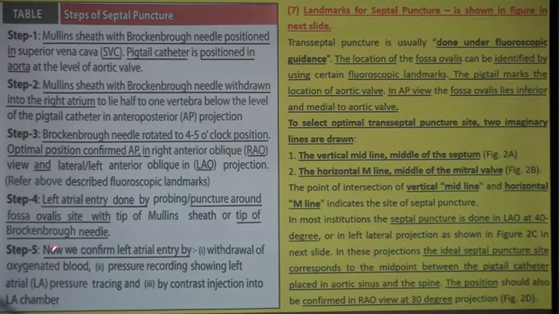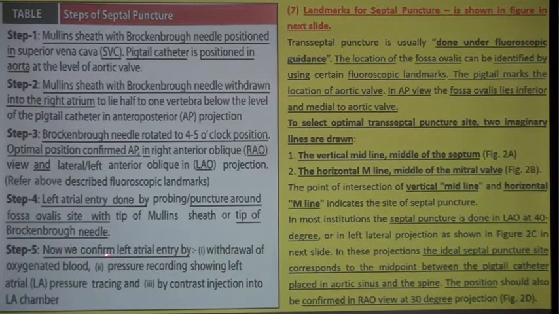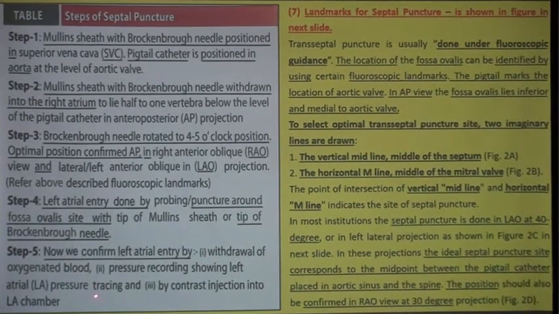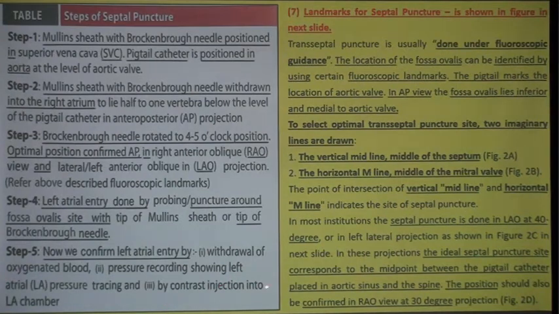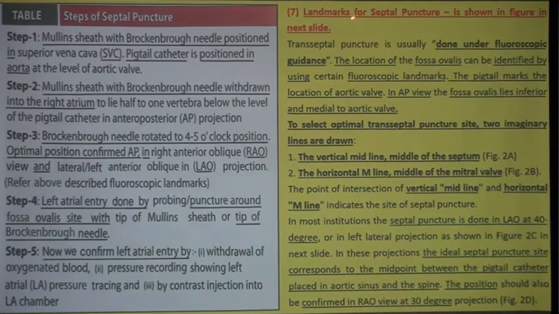And lastly, step 5 is to confirm left atrial entry. How to confirm left atrial entry? Number 1, withdrawal of oxygenated blood. Number 2, pressure recording showing left atrial pressure. And number 3, contrast injection into the left atrial chamber. Now, landmarks. We have to give landmarks for septal puncture, and they are given in the figure on the next slide. I will show you the next slide and the landmarks.